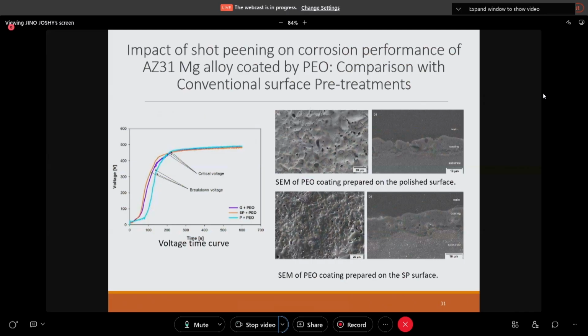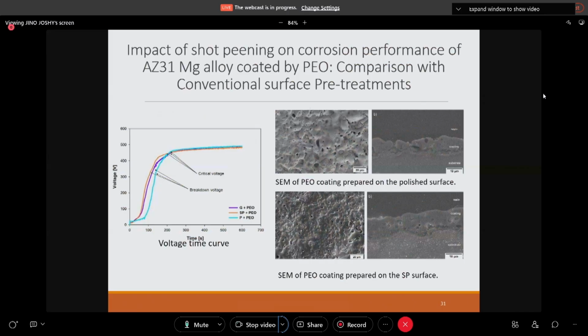Here we can see that the shape of the curve is the same. That means even though we imparted some pre-treatment, it does not change the overall coating formation process. But for the SPPO curve, we can see that at the initial stage the slope of the curve is a little higher. That indicates that some physical changes are happening for this coating. Either more dissolution is happening, or more passive layer formation is happening. Okay, so some chemical or physical changes will be happening at the initial stage.